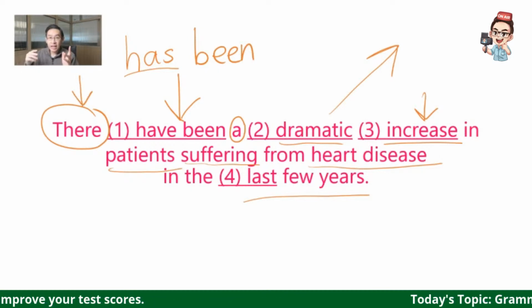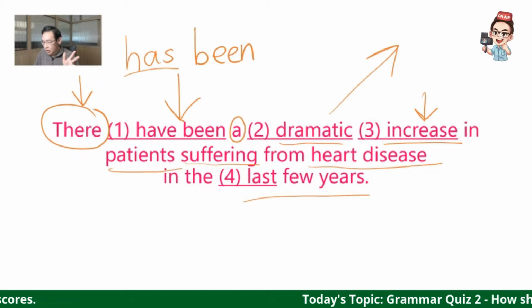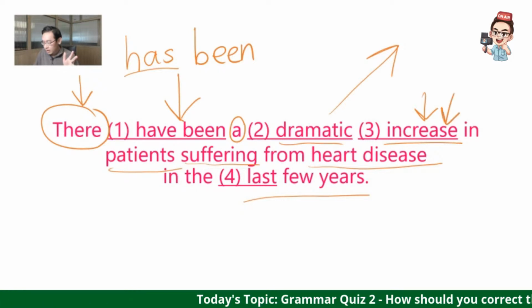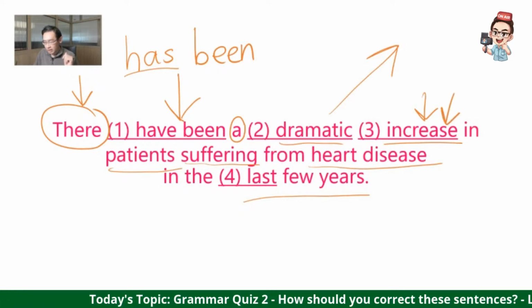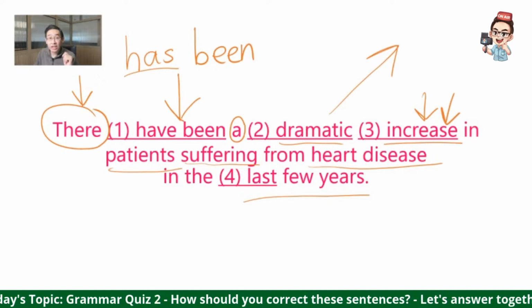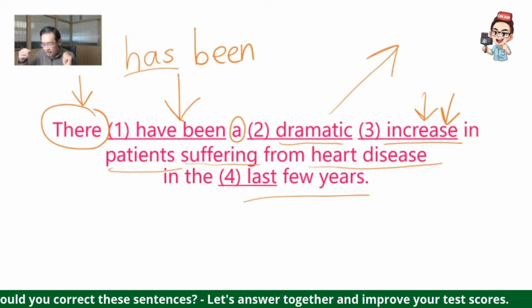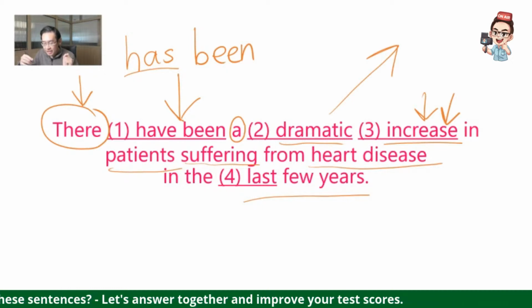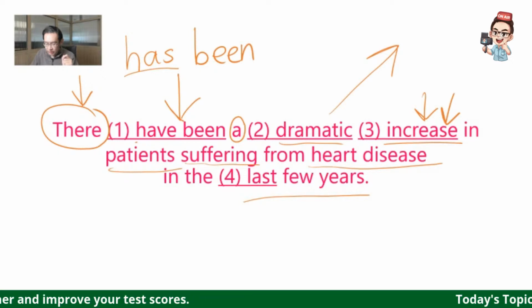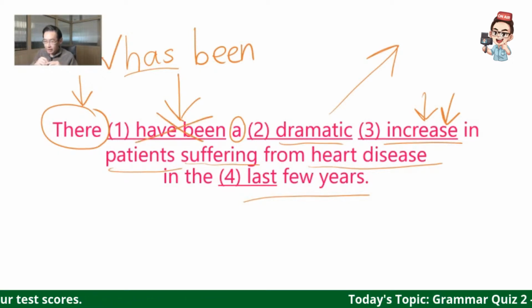So the sentence begins with there. We need a singular verb so that it goes along with the main noun here, the main word here, okay? So increase is singular. We need a singular verb as well. So it's not there have been, it's there has been. So we can't say like this. This is the correct answer.